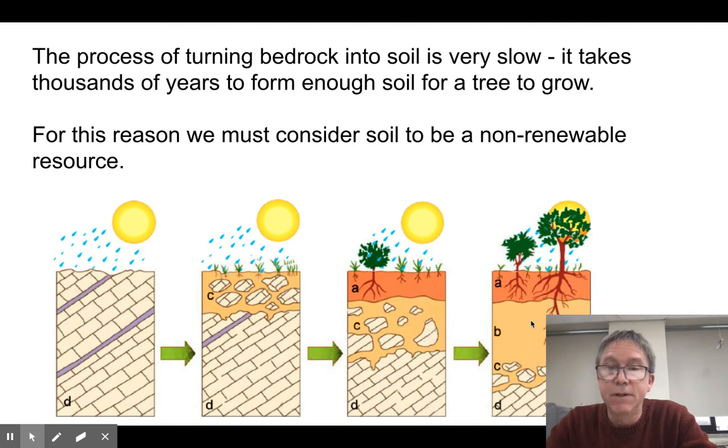Thousands of years. Now, what that tells us is we have to think of soil as a non-renewable resource. If we lose this, we can't just get it back. We can't just make more soil. We have what we have.